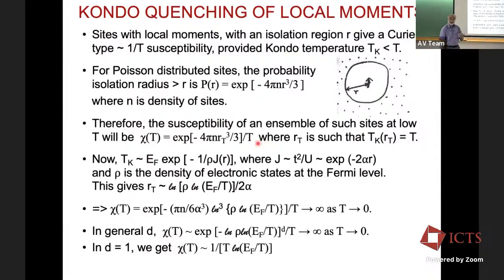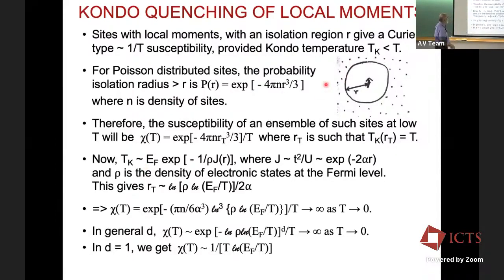And what we want is the isolation of the site to be such that the Kondo temperature is lower than or equal to the temperature. If the Kondo temperature is less than that, this thing is still acting like a local moment. So we put this equality, and we know that the Kondo temperature is given by some electronic energy scale times e to the minus one over the density of states times the exchange interaction between the local moment and the conduction electron. But this exchange interaction, t squared over U, goes exponentially with the isolation distance, because this site is so isolated that it has almost no exchange interaction with any conduction electron, even if that conduction electron comes all the way to the edge of the sphere.